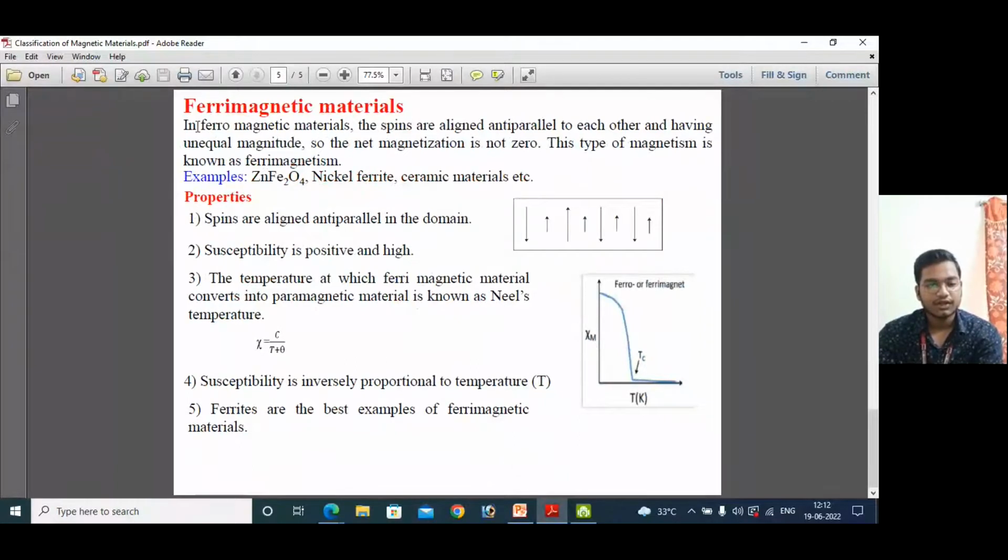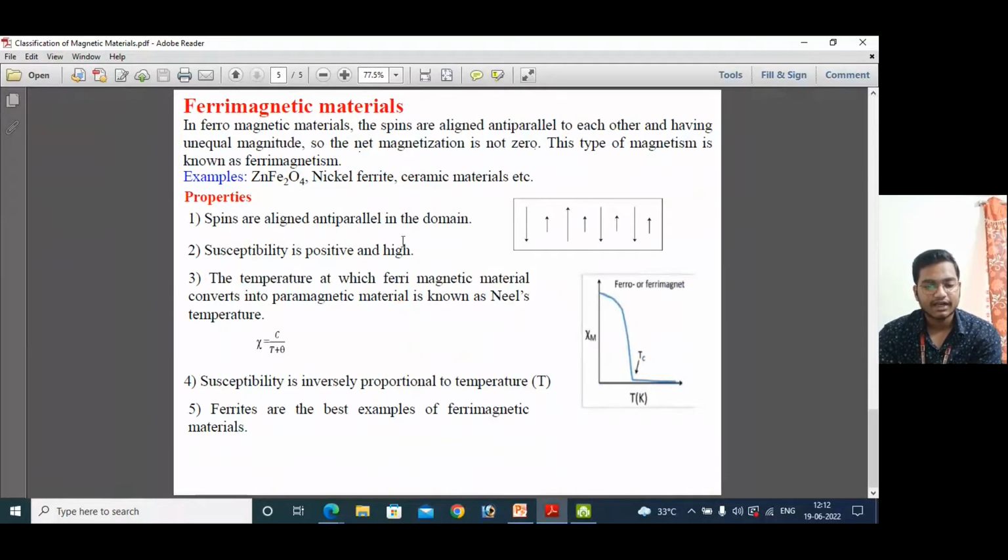Ferrimagnetic materials. In ferrimagnetic materials, the spins are aligned anti-parallel to each other and have unequal magnitude, so the net magnetization is not zero. This type of magnetization is known as ferrimagnetism. The difference between the antiferromagnetic materials and ferrimagnetic materials is the change in the magnitude of spin. Now let us see the examples of ferrimagnetic materials. They are ZnFe2O4, nickel ferrite, ceramic materials. Ferrites are the best examples of ferrimagnetic materials.